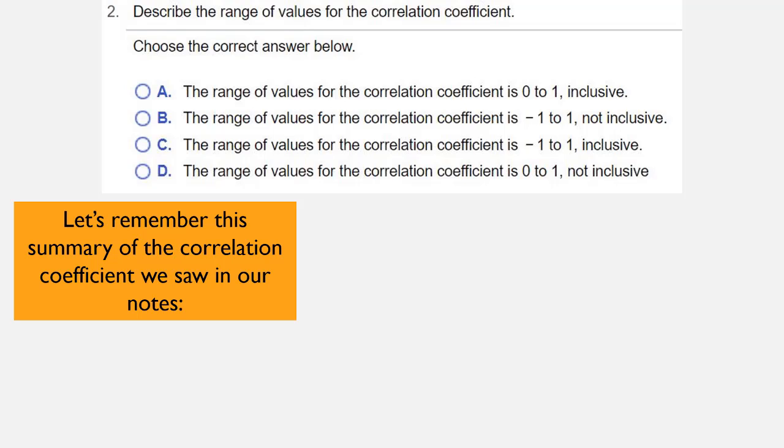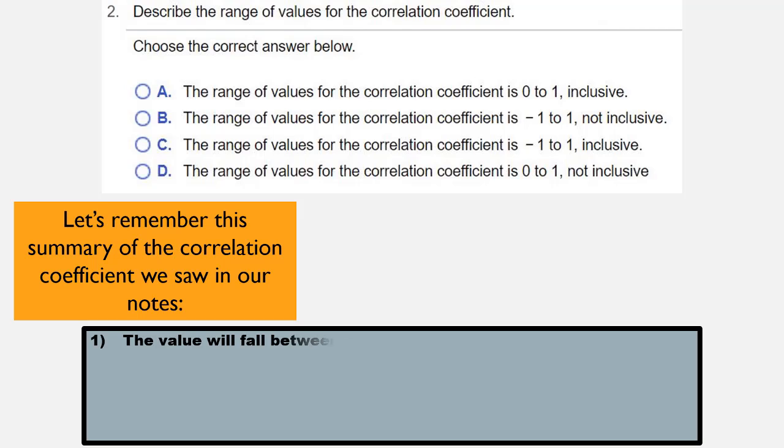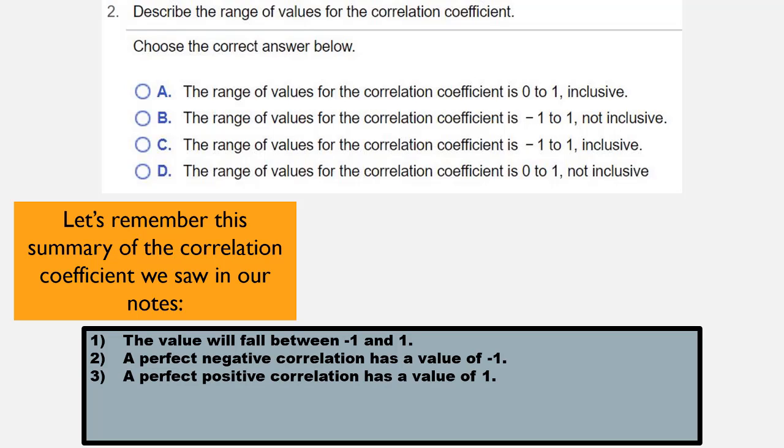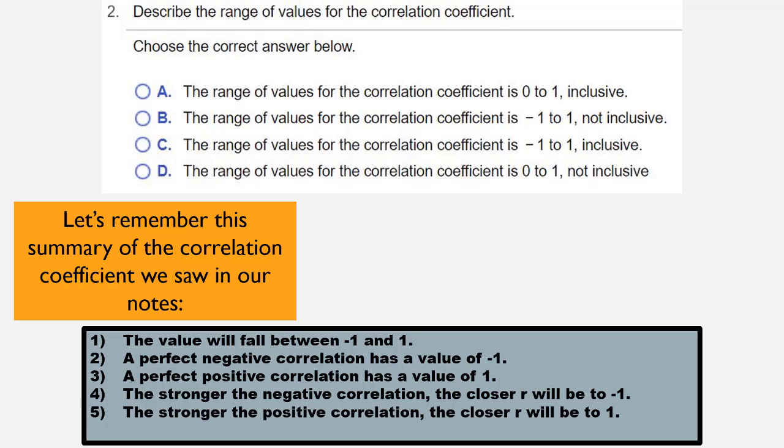There were 6 features of that coefficient. First, the value will fall between -1 and 1. A perfect negative correlation has a value of -1. A perfect positive correlation has a value of 1. The stronger the negative correlation, the closer r will be to -1. The stronger the positive correlation, the closer r will be to 1. And when there is no correlation between x and y, then r will be close to 0.